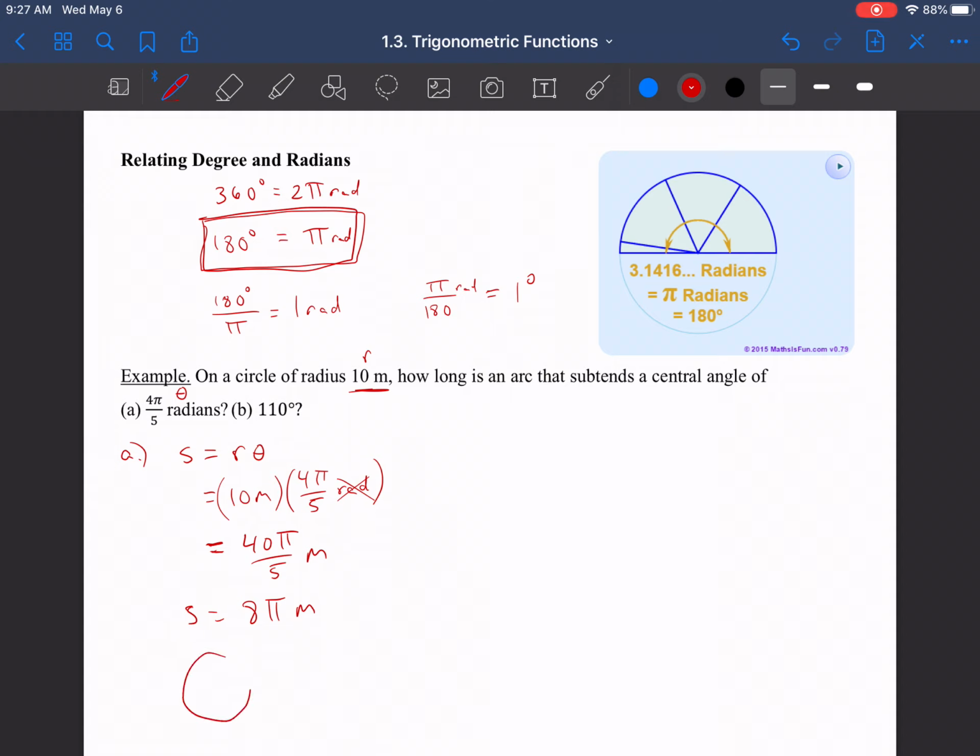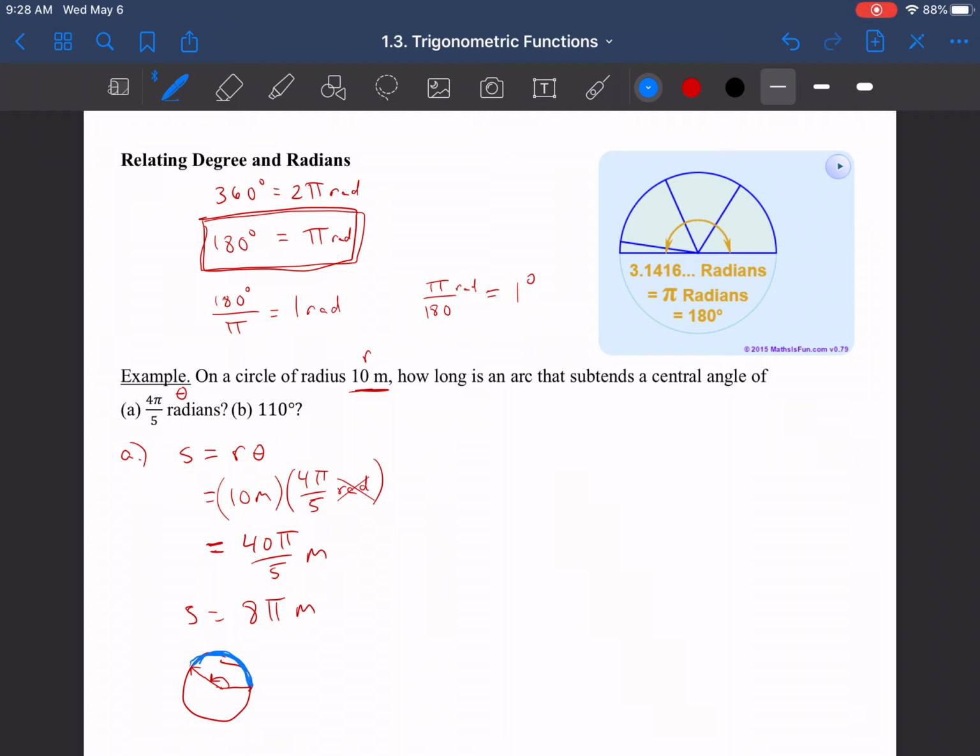So if you had the circle like this, and you would have started here, and you would have walked around to wherever 4 pi over 5 is, something like right here. This would have been the 4 pi over 5, and then the distance you would have walked around the circle, this top arc here, would be 8 pi meters long, okay? And that's where you would have ended up walking that length.